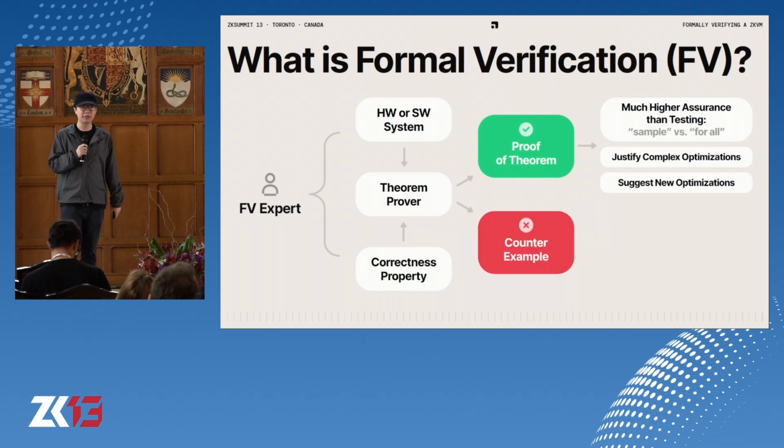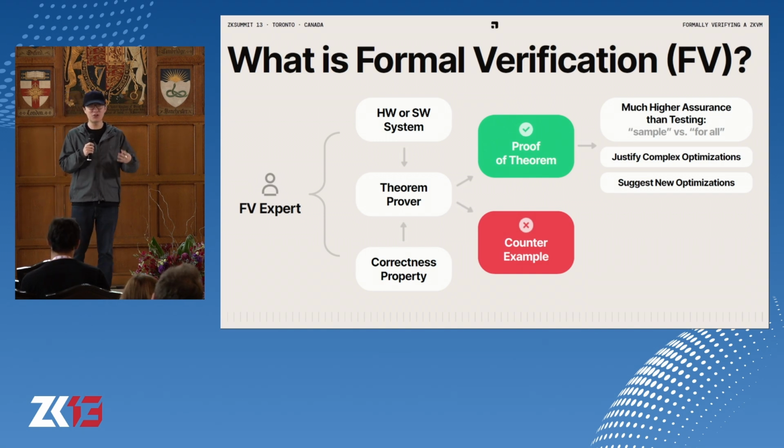Now, on the contrary, let's say that the theorem prover errors out, it fails. What do you do then? Well, unlike how many of the talks here on ZK proofs have gone, it's not just the simple false. It's a little more nuanced than that.